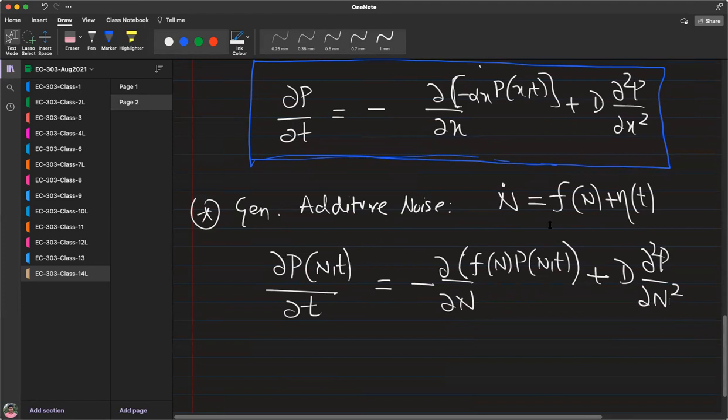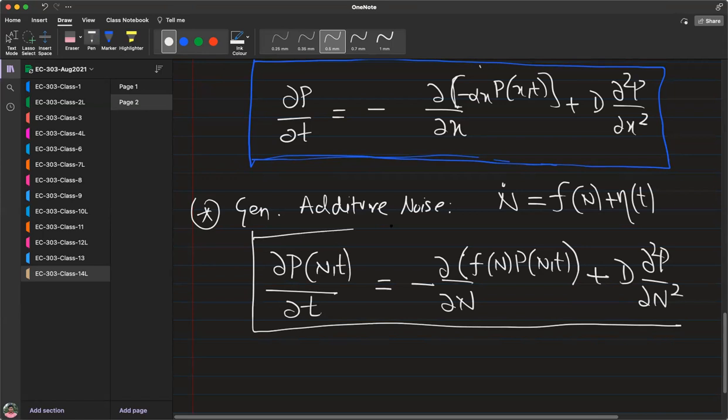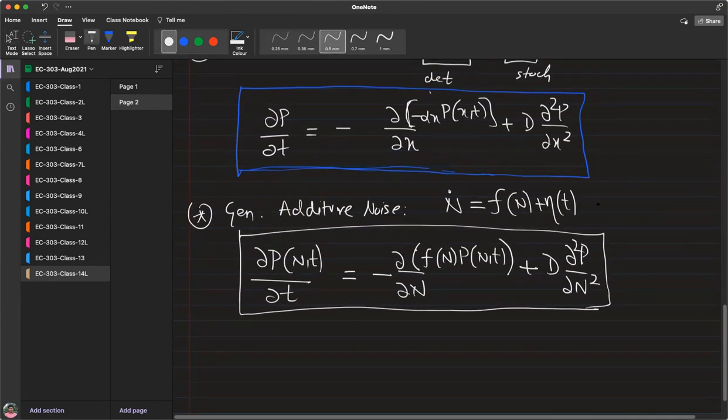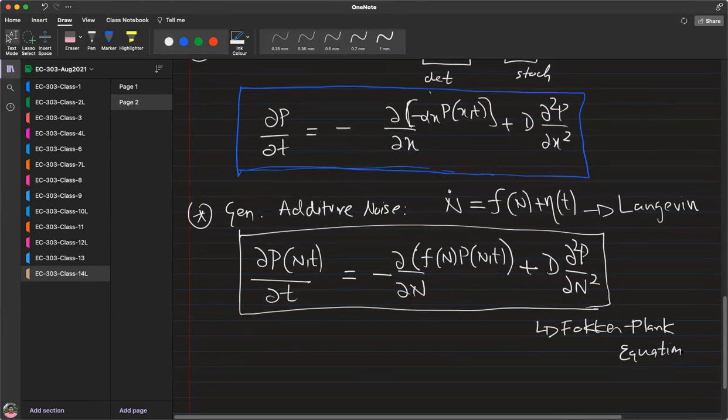In a general case where the deterministic term is some rate function f, this is how the equation for the entire p looks. In general, this is called a Langevin equation, whereas this is called... Any questions before we go forward?